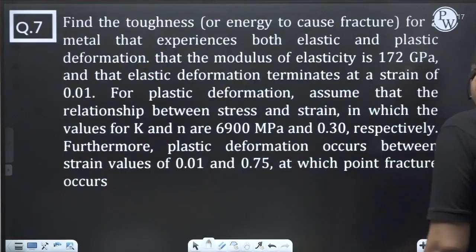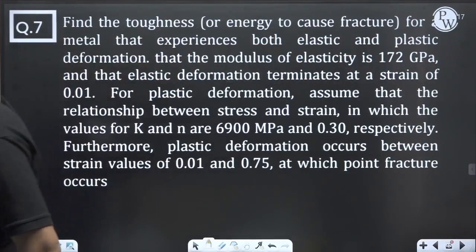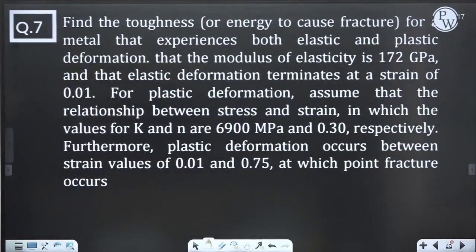Another very, very beautiful problem. Question number 7. Please read it. Then we will read together. Very, very beautiful problem, really.